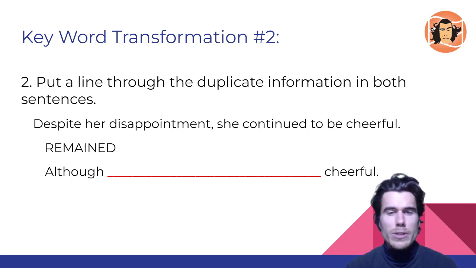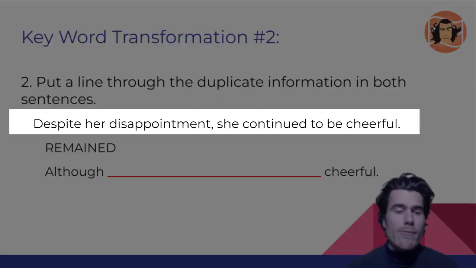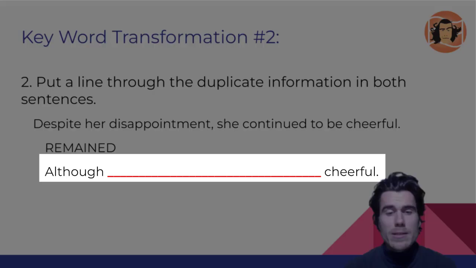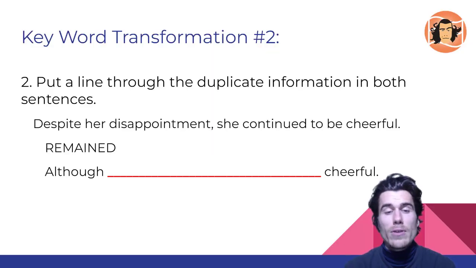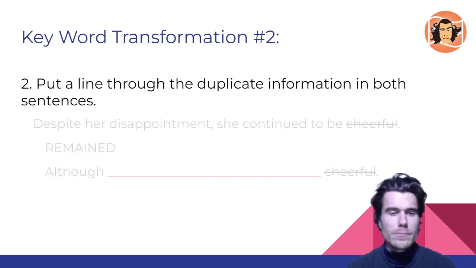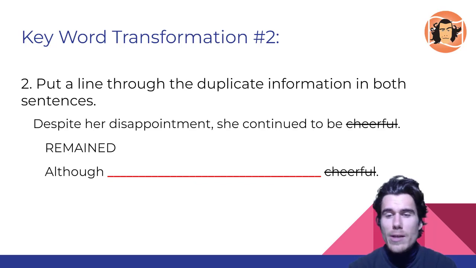Step 2, put a line through the duplicate information in both sentences. Okay, so pause this video now and try to put a line through the duplicate information from the example sentence and from our sentence that we need to complete. And when you're ready, press play and we'll have a look at which words I put a line through. Okay, ready? So I put a line through cheerful in both sentences.